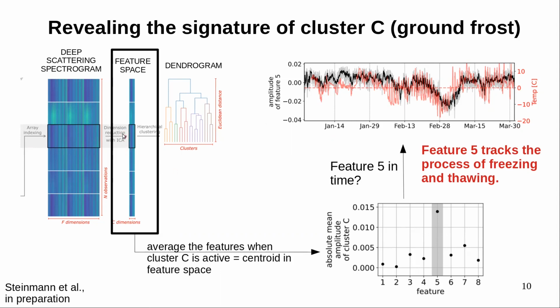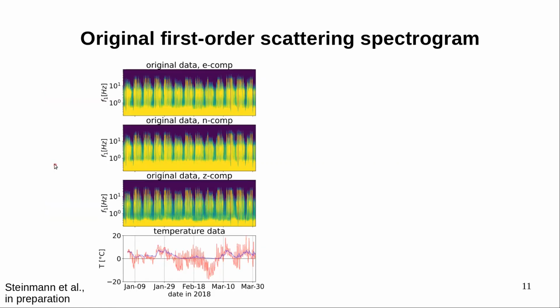But what we can do is, so here the ICA, it's a linear operator. And of course, we can go from the high-dimensional data space down to the feature space, but we can also go back based only on these 8 features. So it's kind of a filter operation. And what we can also do is we can mute all the other features except feature 5. And those preserve the response of freezing and thawing in the deep scattering spectrogram and filter out all other signals. So this is what we will do here.